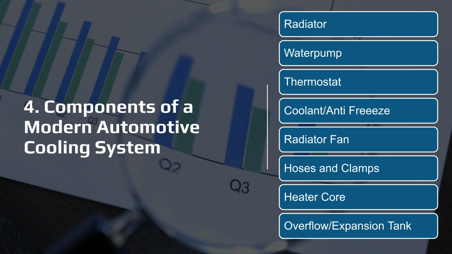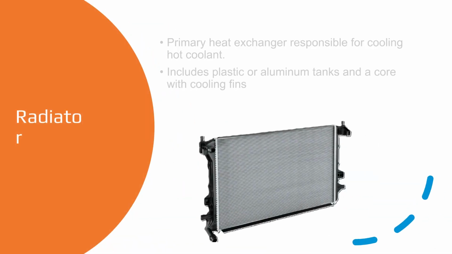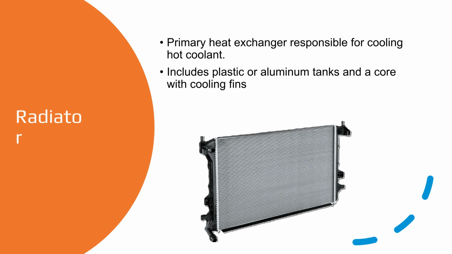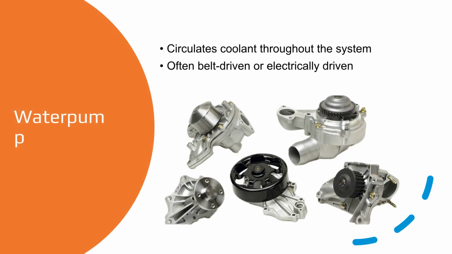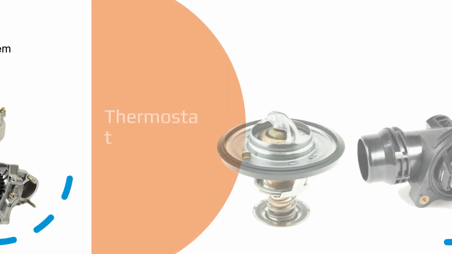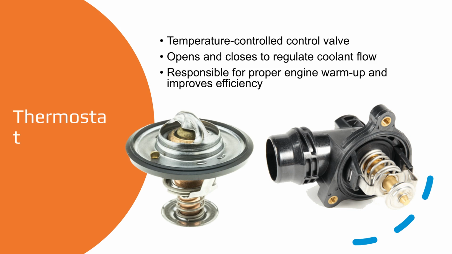A modern liquid cooling system consists of several key components, including the radiator, water pump, thermostat, hoses, and the radiator fan. The radiator serves as the primary heat exchanger, cooling the hot coolant using a core with fins, often made of plastic or aluminum. The water pump is responsible for circulating the coolant throughout the system and is typically powered by a belt or an electric motor. The thermostat is a temperature-controlled valve.